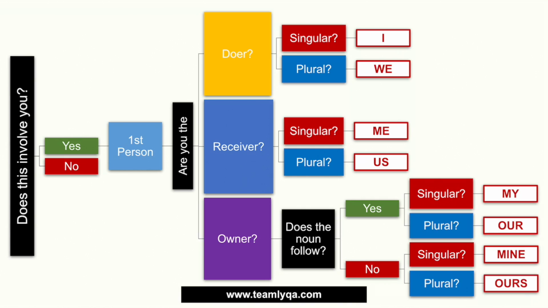Kung ikaw naman ay receiver or tagatanggap, ibig sabihin nun, objective ang case. Kung singular, me. Kung plural, us. Kung owner ka naman, ang next question would be, does the noun follow? Kung nakasunod yung noun doon sa pronoun na blank, na nawawala, you can use singular, my. Kung plural, our. Kung hindi naman, if the noun doesn't follow, hindi naka-specify right after the blank, ang singular ay mine, ang plural ay ours.